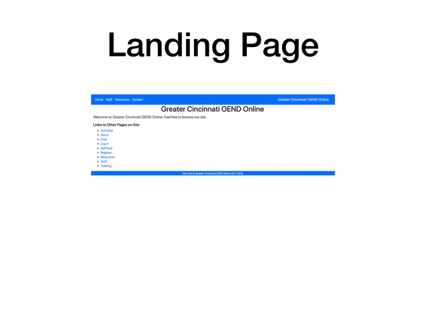Now to the landing page. Greater Cincinnati OEND Online will be a social media platform available on computers and mobile devices through a web browser with an internet connection. The backend is initially coded in the Node.js web app framework with the possibility of porting to Electron to allow multi-platform distribution.